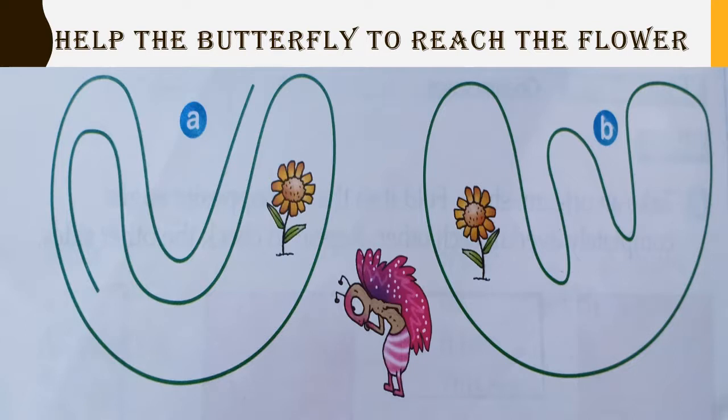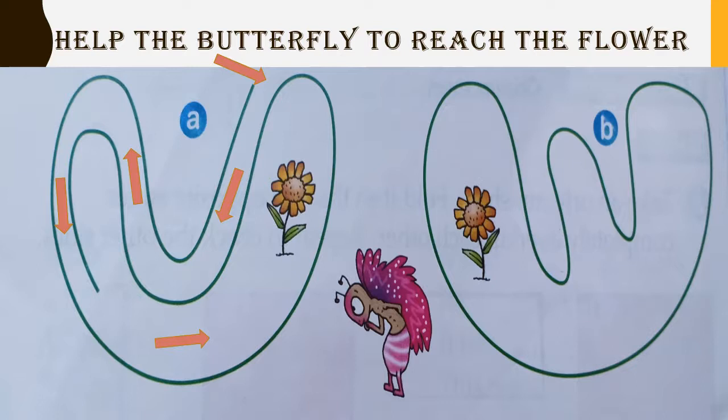Yes. Then tell me, will the butterfly be able to reach the flower in both the figures? No. Then in which figure is the butterfly able to enter? Figure A or figure B? Yes, in figure A, the butterfly will be able to reach the flower.